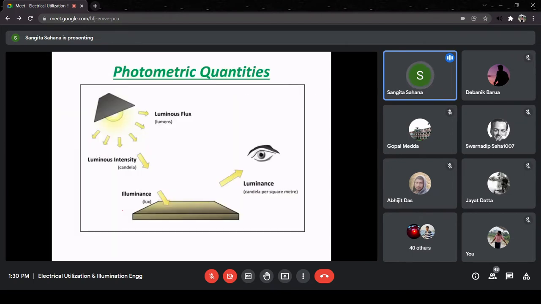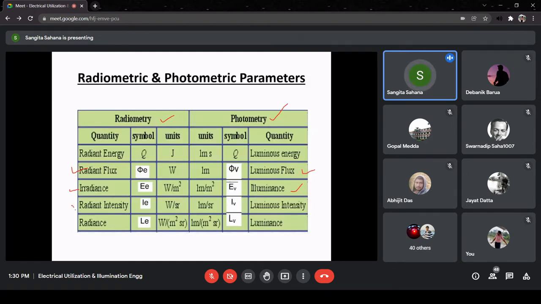This one is irradiance, this one is illuminance. So what will be the irradiance at this surface? The total received radiant flux per meter square, meaning UV flux, visible flux, IR flux by meter square, that is the irradiance. But if you talk about the visible only, that will be the illuminance. Similarly, radiant intensity, luminous intensity, radiance and luminance. Radiance is watt per meter square per steradian. This is lumen per meter square per steradian or candela per meter square. Okay.